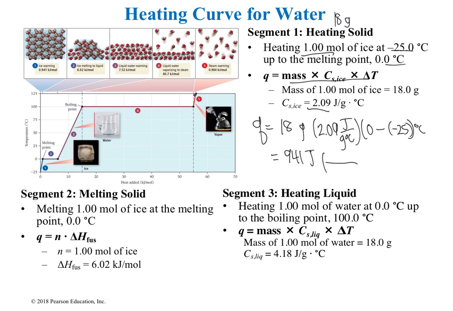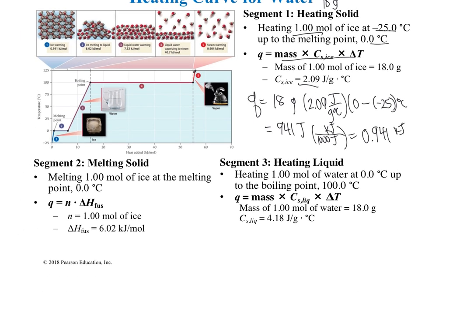And just because I already have a sneak peek of what this is going to look like, our enthalpies are measured in kilojoules, so I'm just going to immediately get into kilojoules. So it'll be 0.941 kilojoules. Once I get to 0, I'm going to melt.